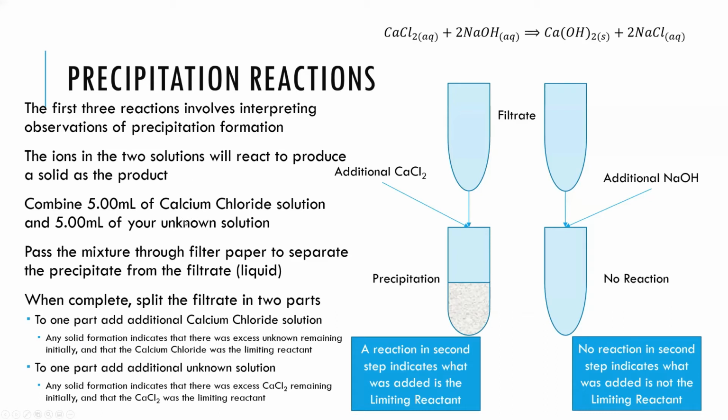All three of these reactions are two-step tests. You're looking at the first combination itself, that 5 milliliters of calcium chloride and 5 milliliters of your unknown solution, and that's the reaction. And then you're doing a second chemical test on the reaction. And that second chemical test is what's telling you what is the limiting reactant.